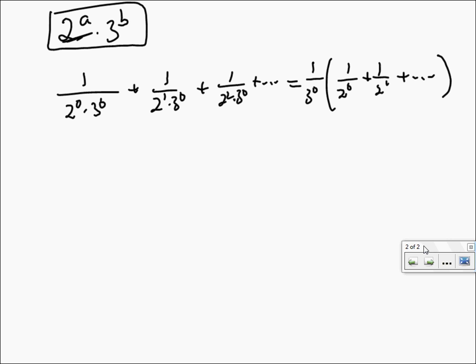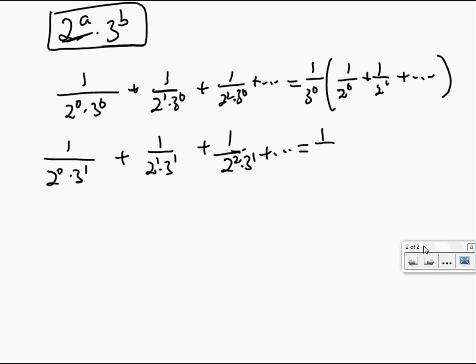Now, let B be 1. So you have 1 over 2 to the 0 times 3 to the 1, plus 1 over 2 to the 1, 3 to the 1, plus 1 over 2 squared, 3 to the 1, etc. Well, here, I can factor out 1 over 3 to the 1. And I'll have this in the parentheses.